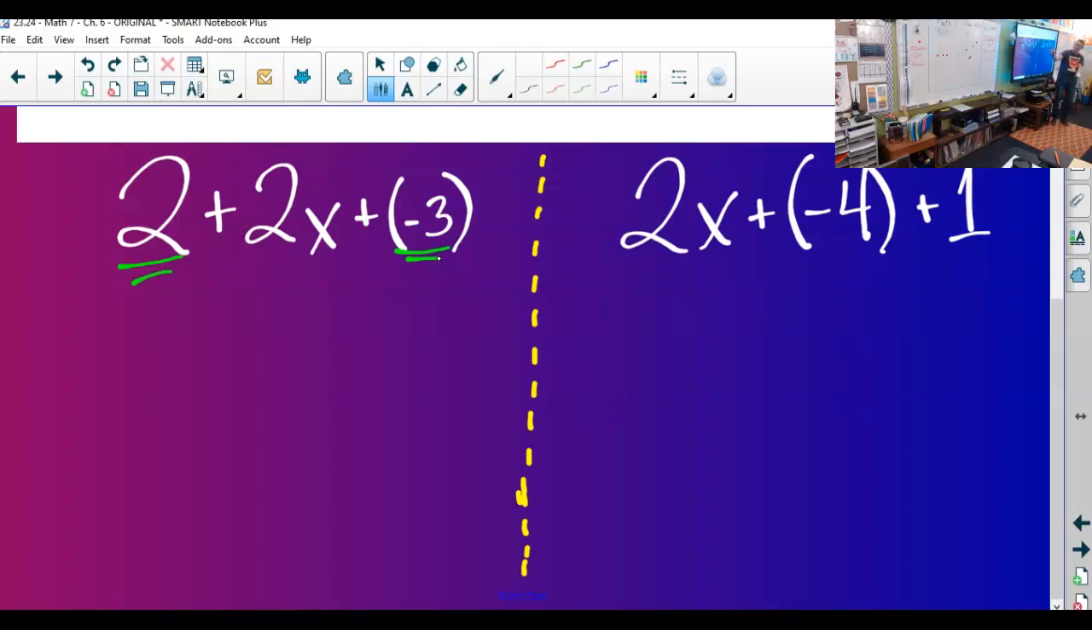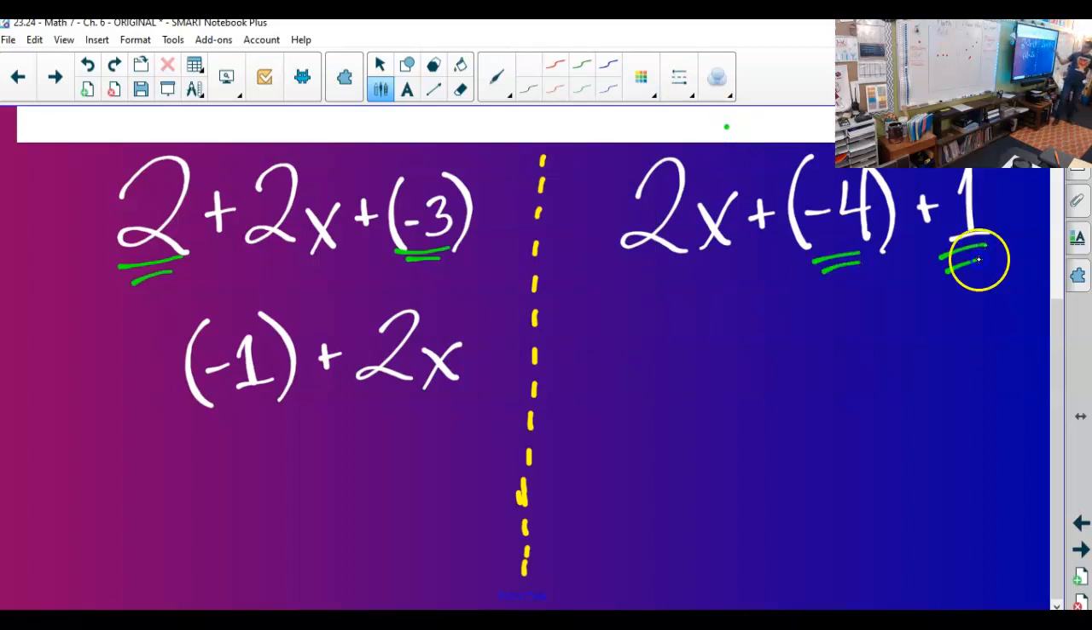Those are red, those are blue. So when I put those together, what do I get? 2 plus a -3 is -1, right? And then I still have 2x. Did you do the same thing on the right side, Ashley? Sweet, because we have constants over there too. So -4 and a +1. What's -4 and a +1?